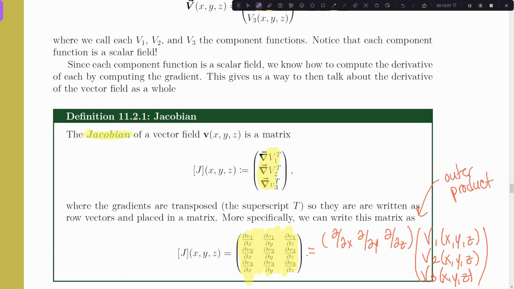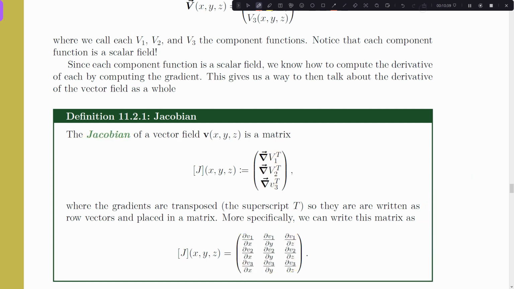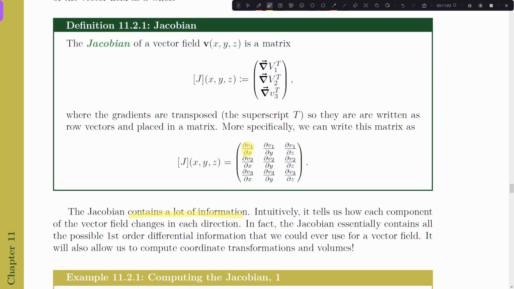Why is this actually useful? Well, we'll talk about that. Let's move down. So it's the x. How does the x component of the vector change as we move through space in the x direction? How does the x component of the vector field change as we move through space in the y direction? How does the x component of the vector field change as we move through the z direction?